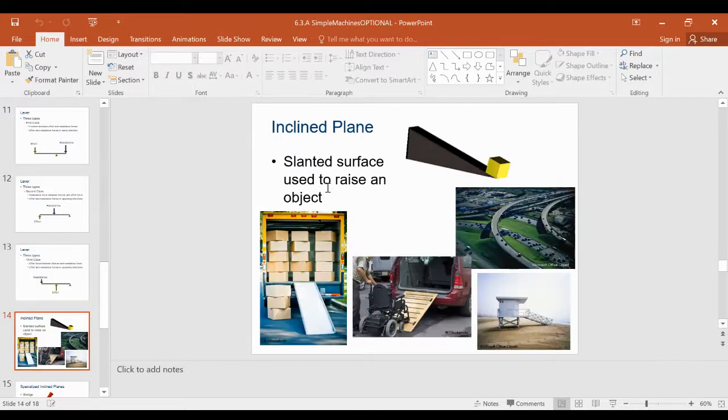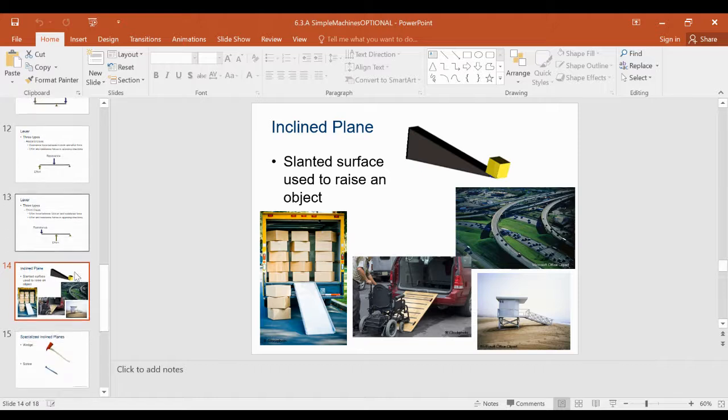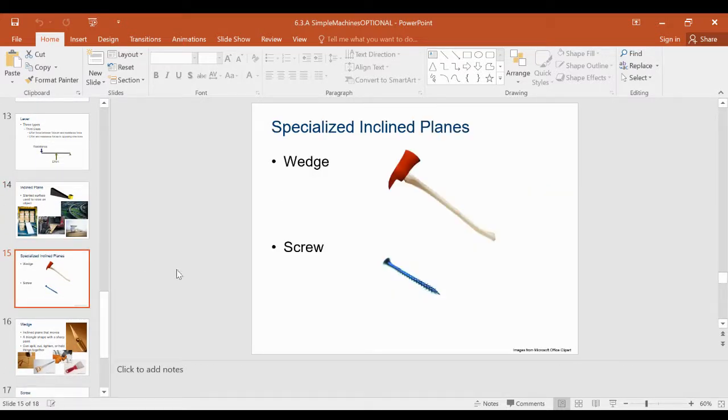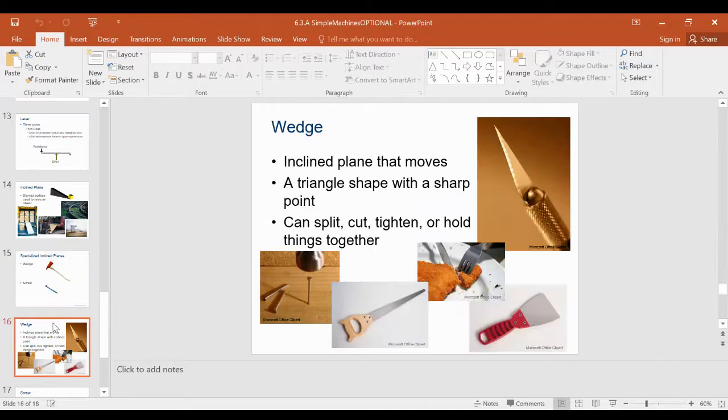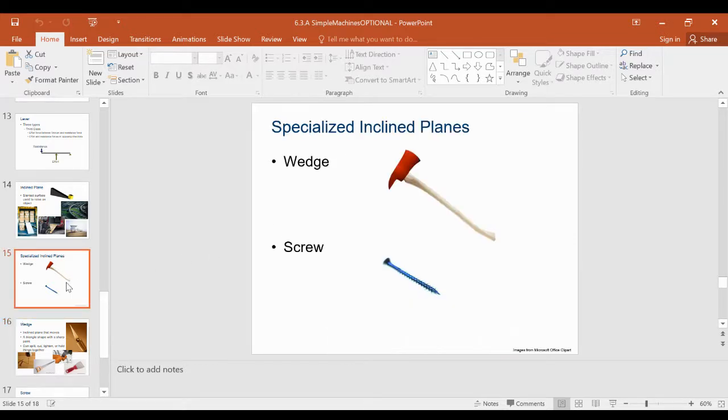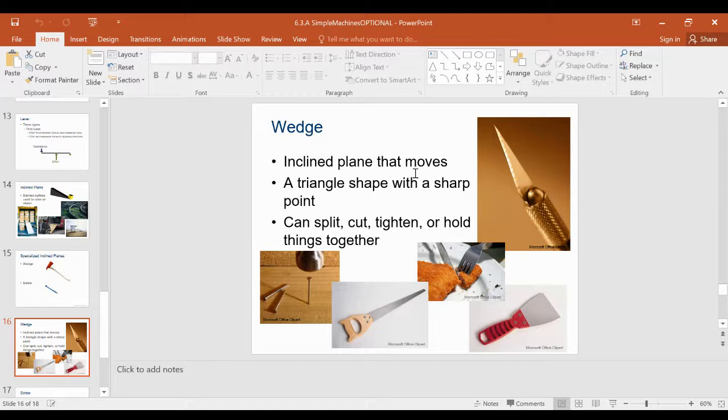An inclined plane is a slanted surface used to raise an object. All right, we've seen many examples of inclined planes. You're probably fairly familiar with this. It's a ramp. Specialized types of inclined planes include the wedge and screw. These are actually inclined planes used for different reasons. A wedge is a moving inclined plane that can split, cut, tighten, or hold things together. This wedge actually changes the direction of the force.